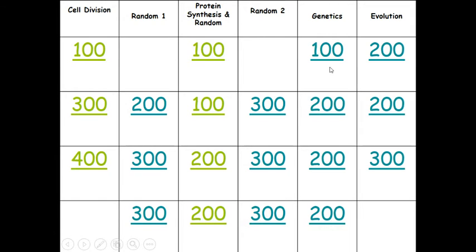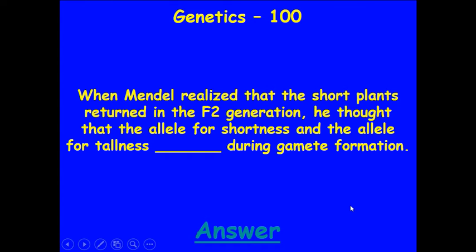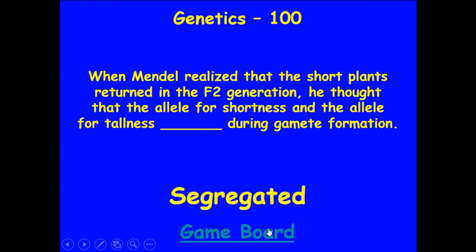All right, here we go. On to genetics. When Mendel realized that the short plants return in the F2 generation, so we're talking about the pure breeding cross, he thought that the allele for shortness and the allele for tallness blanked during gamete formation. About 10 more seconds. Oh, here we go. He believed that they segregated or they separated, means the same thing.